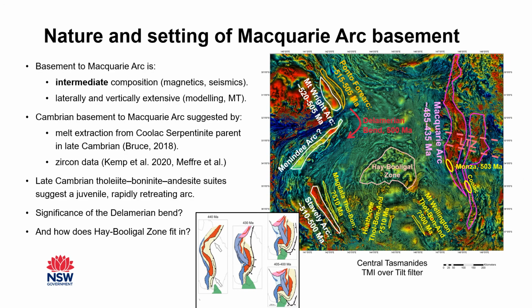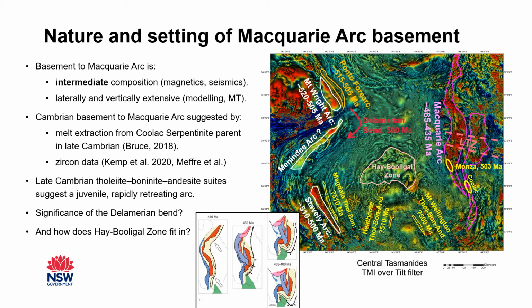Let's put this in the larger setting of the early Paleozoic. The basement of the Macquarie Arc has an intermediate composition and is laterally and vertically extensive. The basement might be an earlier Cambrian phase of arc activity, suggested by latest Cambrian dates from the Kulak serpentinite and magmatic zircons from Monza and other localities. West of the Macquarie Arc in Victoria are other latest Cambrian boninitic, tholeiite, andesite systems, as upthrust elements of the mafic basement of the Western Lachlan.